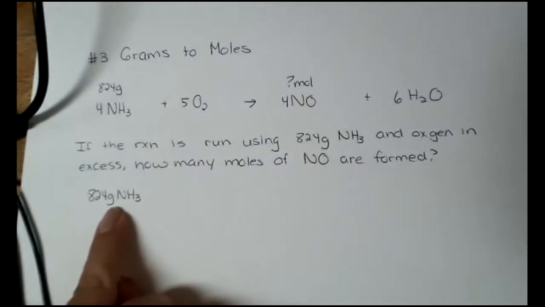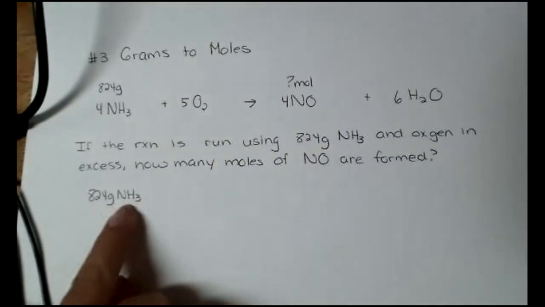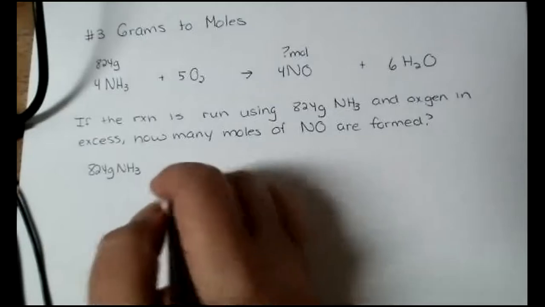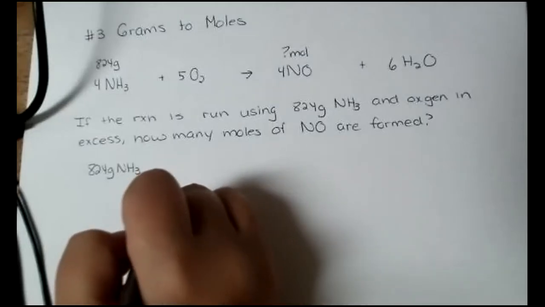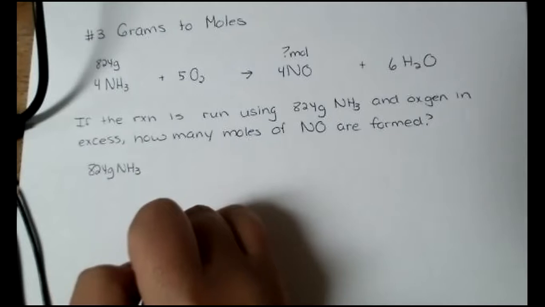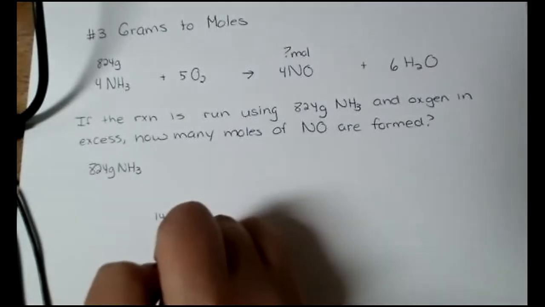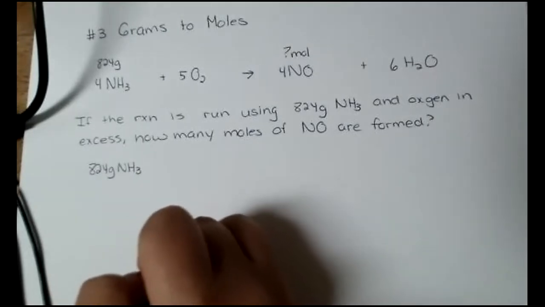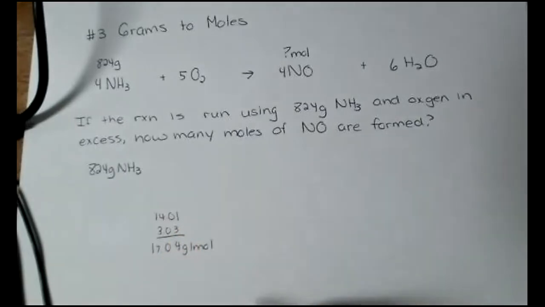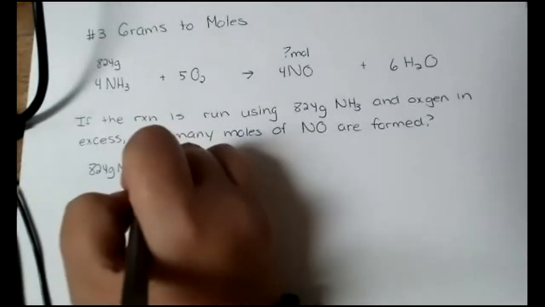So basically we're working the last problem type backwards. I'm going to go find my molar mass of NH3. Nitrogen is 14.01, and then 3 hydrogens with 3.03. So you get 17.04 grams per mole. So I'm going to go put this into my problem.